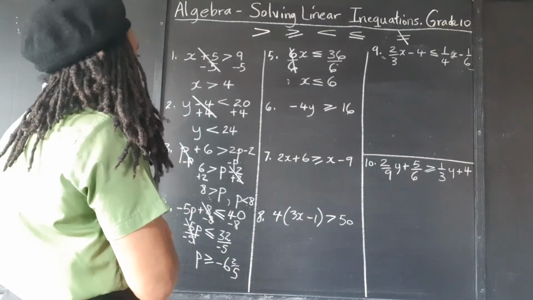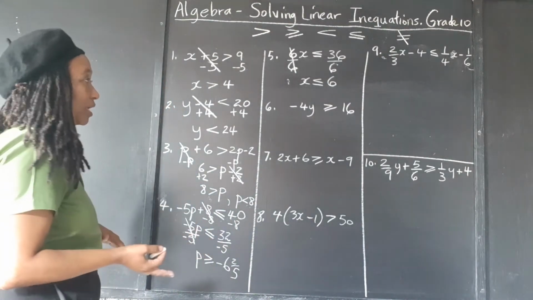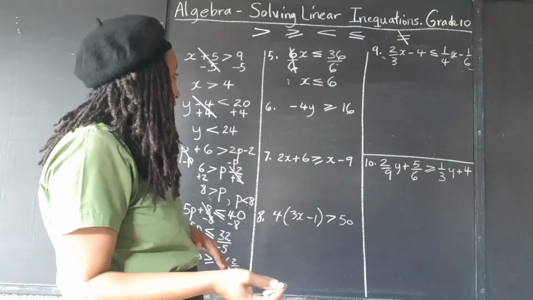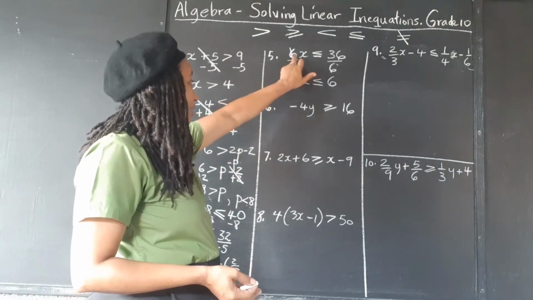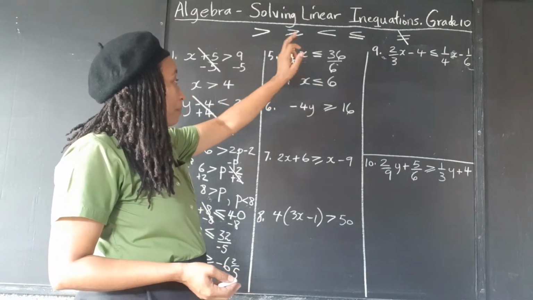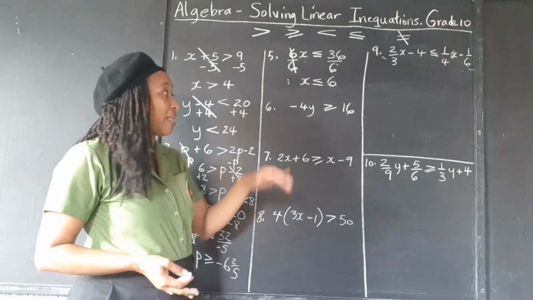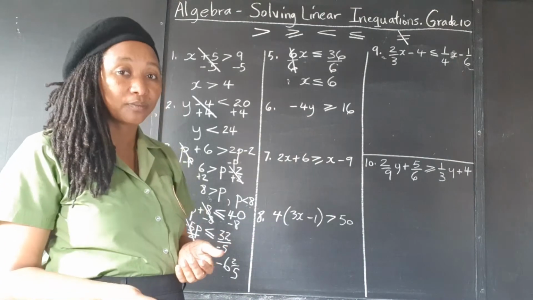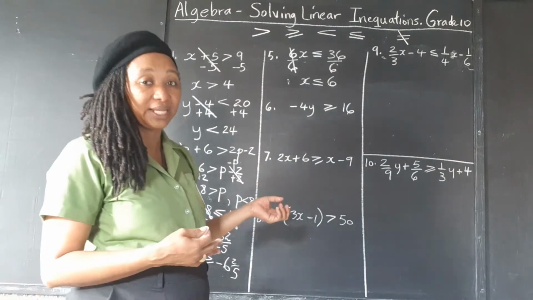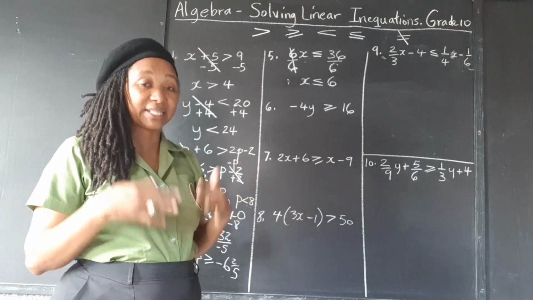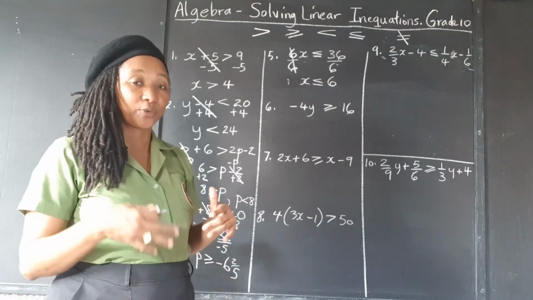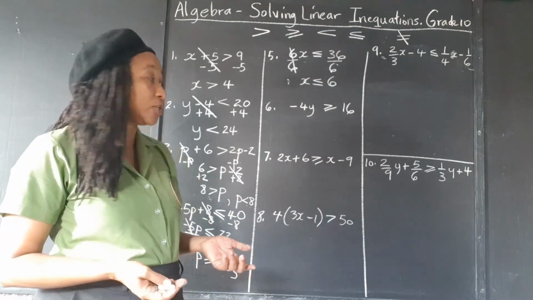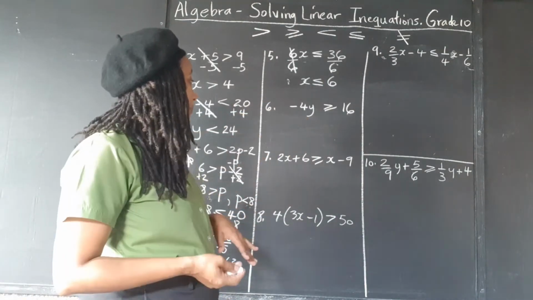Right? If we're multiplying 6 by something and the answer must be less than 36, that number that we're multiplying by 6 must be less than 6 in order for the answer to be less than 36. If it is exactly 6, then the answer will be exactly 36. So it must be less than 6.